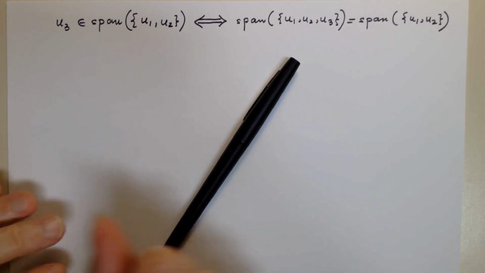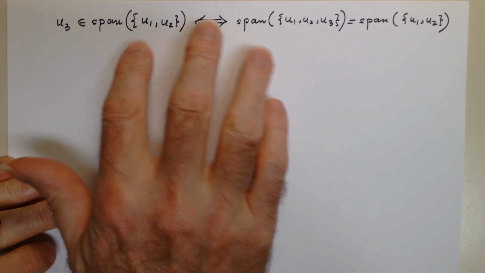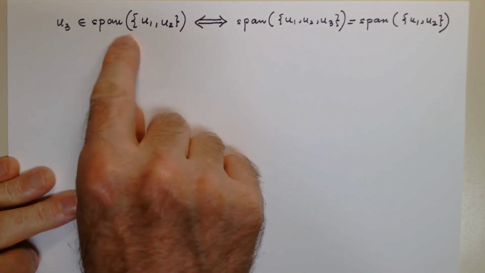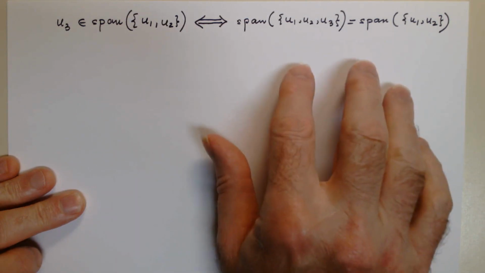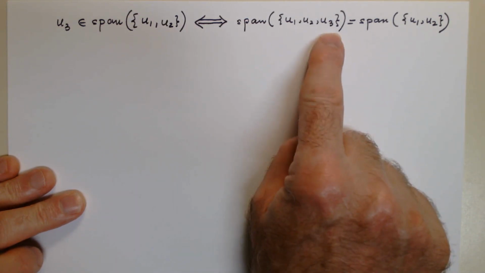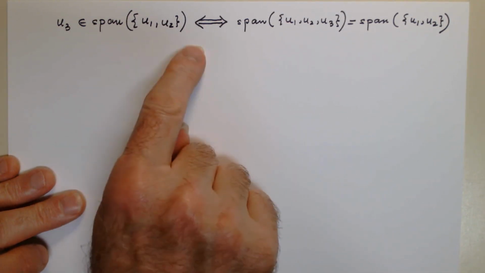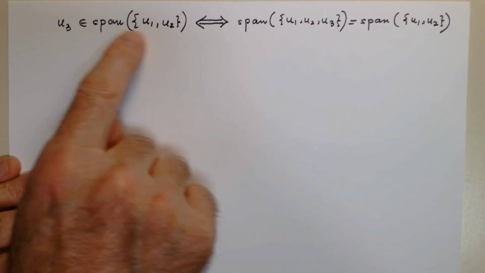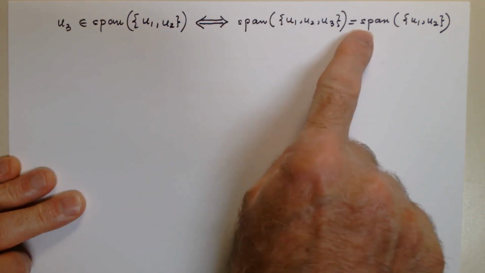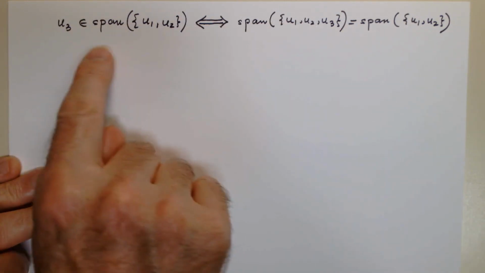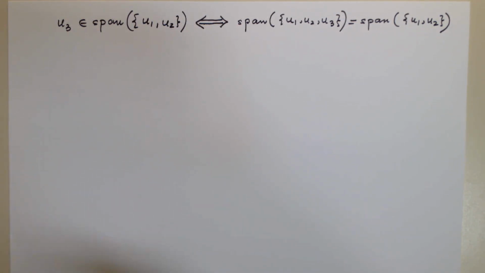Welcome to the document camera. Let's look at the proof of this problem. We've got this statement that says u3 is in the span of u1 and u2 if and only if the span of u1, u2, and u3 is equal to the span of u1 and u2. Now remember, this is an if and only if statement. And so there are two directions of implication. I have to show that if this is true, then this is true. And if this is true, then this is true. So let's prove this forward direction first.